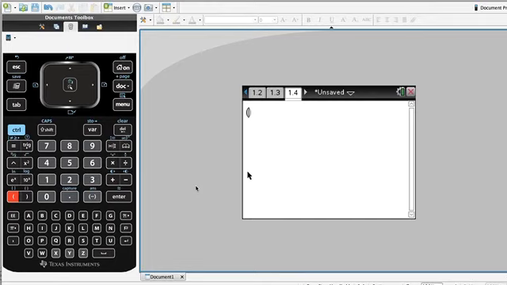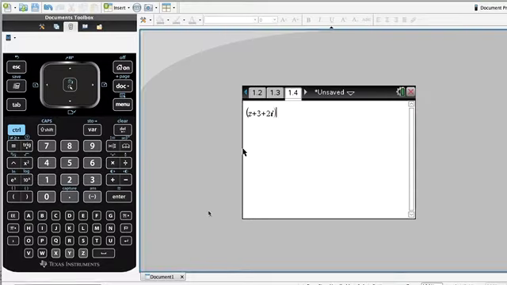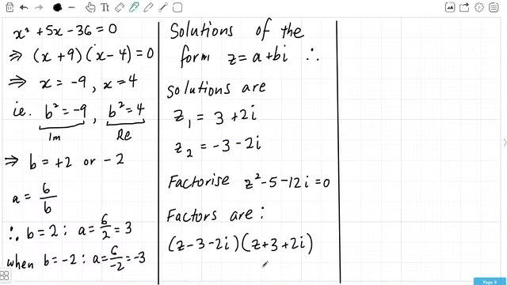So if we have 3 plus 2i, remember get the i out of that, and we've got z plus 3 plus 2i, and if we get our other one as well, we've got z minus 3 minus 2i, get down the pi menu, press enter. You can see we've got z squared minus 5 minus 12i, and let's check that. z squared minus 5 minus 12i, perfect. So that means that this equation here has the following factors.